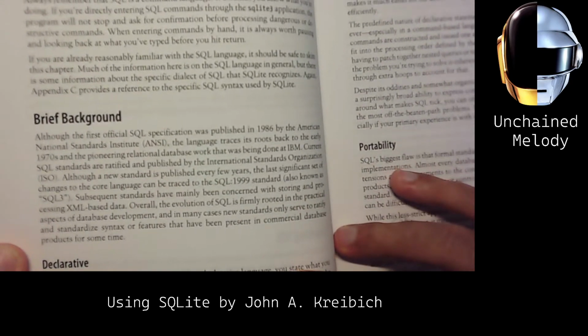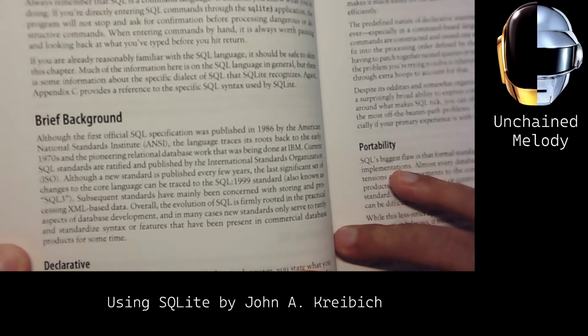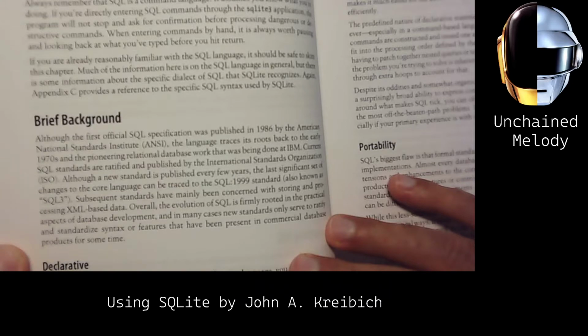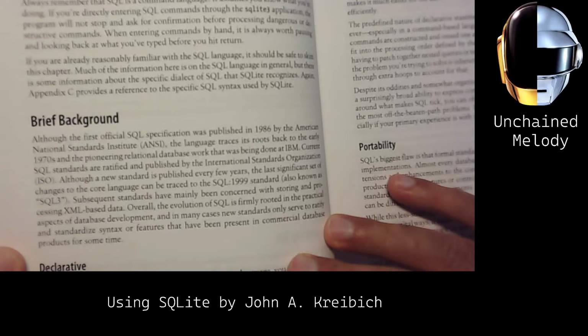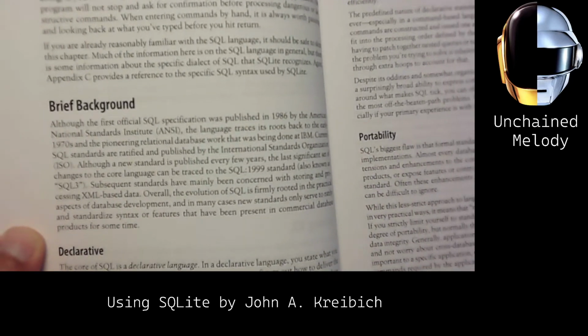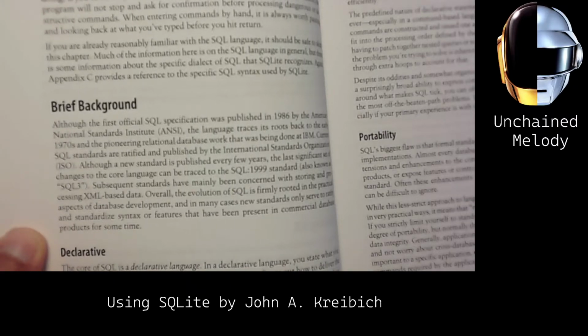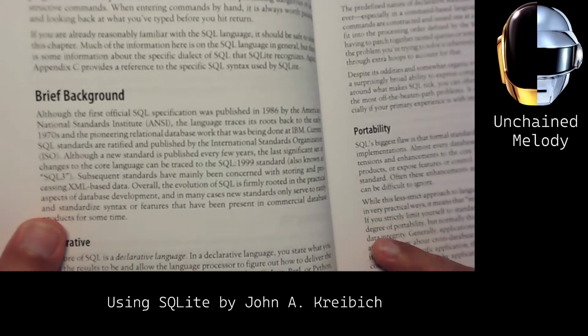Brief background. Although the first official SQL specification was published in 1986 by the American National Standards Institute, or ANSI, the language traces its roots back to the early 1970s and the pioneering relational database work that was being done at IBM. Current SQL standards are ratified and published by the International Organization for Standardization (ISO). Although a new standard is published every few years, the last significant set of changes to the core language can be traced to the SQL 1999 standard, also known as SQL3. Subsequent standards have mainly been concerned with storing and processing XML-based data.